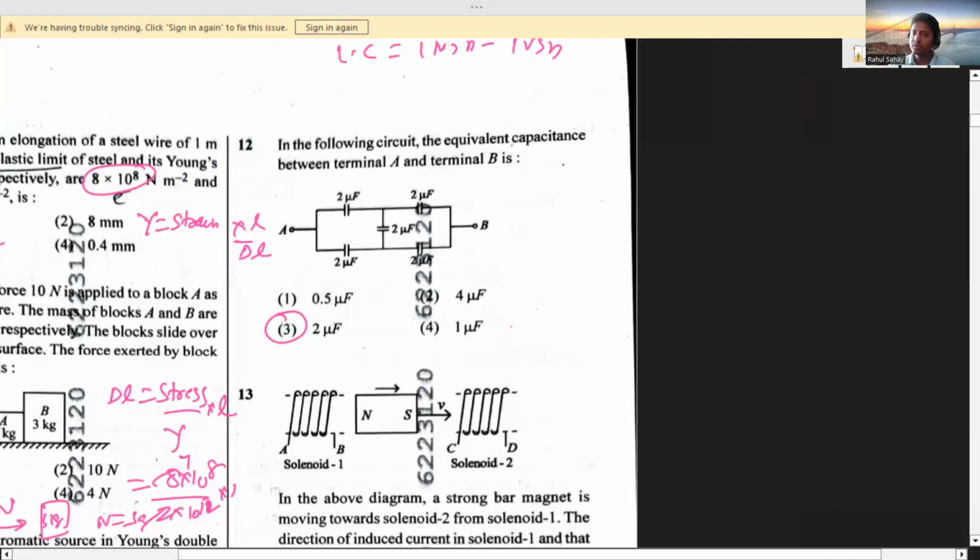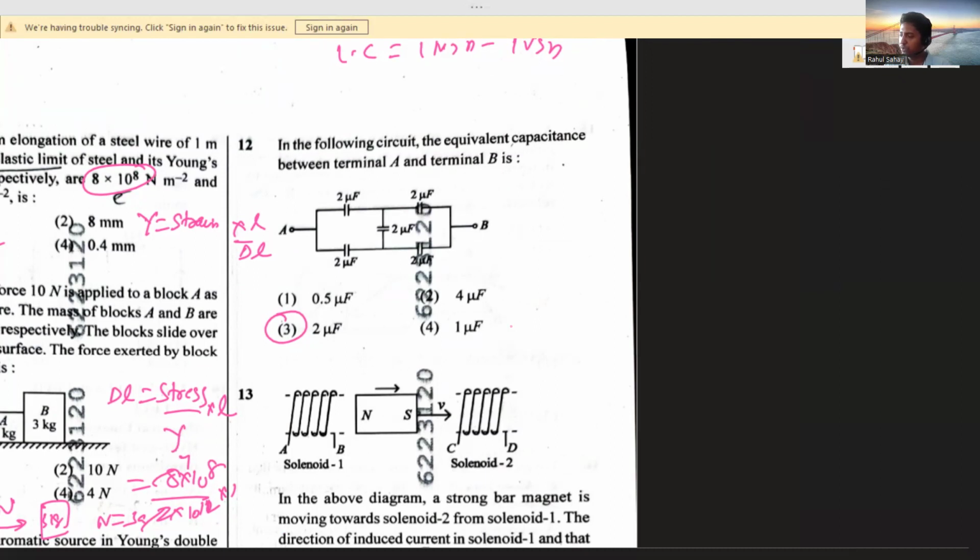This is question 12. It is a capacitor, easy. Okay. Wheatstone bridge. 2 is to this, it will go. Now the 2 are in series, 1 and 1 are parallel. So option 2. This is easy.